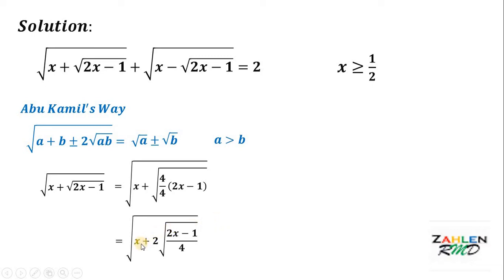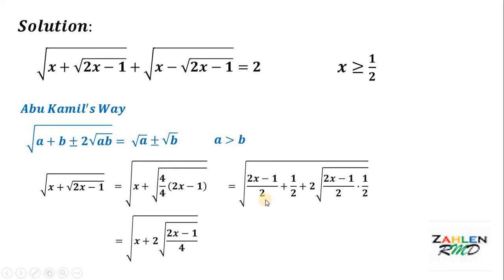Next, what we're going to do is to think of two terms that when we add up, we get x, and when we multiply, we get 2x minus 1 over 4. And that's very easy because 2x minus 1 all over 2 plus 1 over 2 will give us x, and 2x minus 1 all over 2 times 1/2 will give us 2x minus 1 over 4. Therefore, it is now in the form of a plus b plus 2 multiplied by the square root of ab, wherein a is 2x minus 1 over 2 and b equals 1/2. Therefore, it is equivalent to the square root of 2x minus 1 over 2 plus the square root of 1/2.